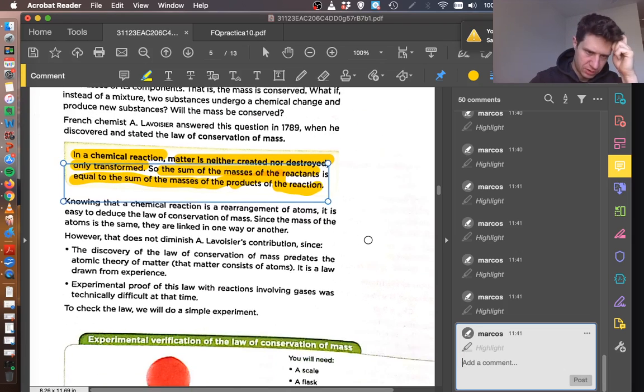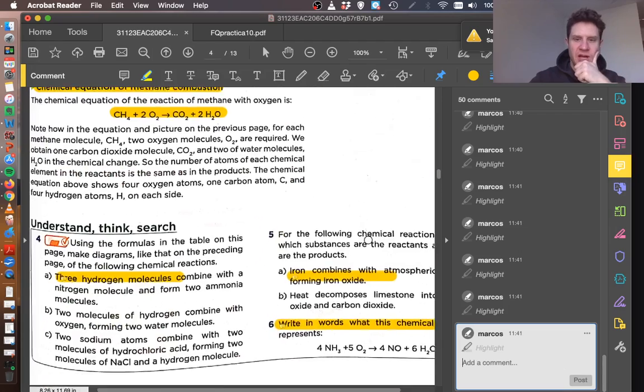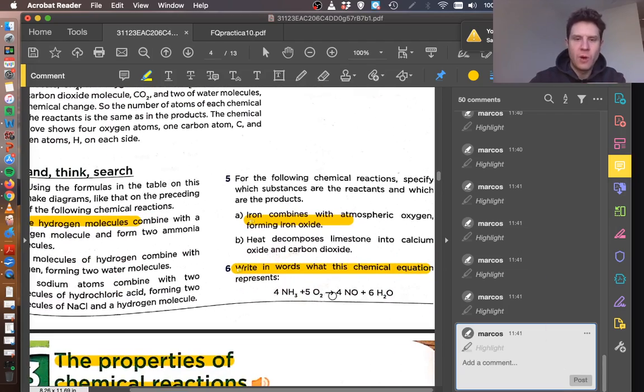Very interesting. So in this reaction, the weight of the ammonia plus the oxygen is exactly the same. When these two compounds meet as reactants, they are going to weigh the same as the products: the four molecules of nitrogen oxide and the six molecules of water. So this part of the equation weighs exactly the same as the first part of the formula.